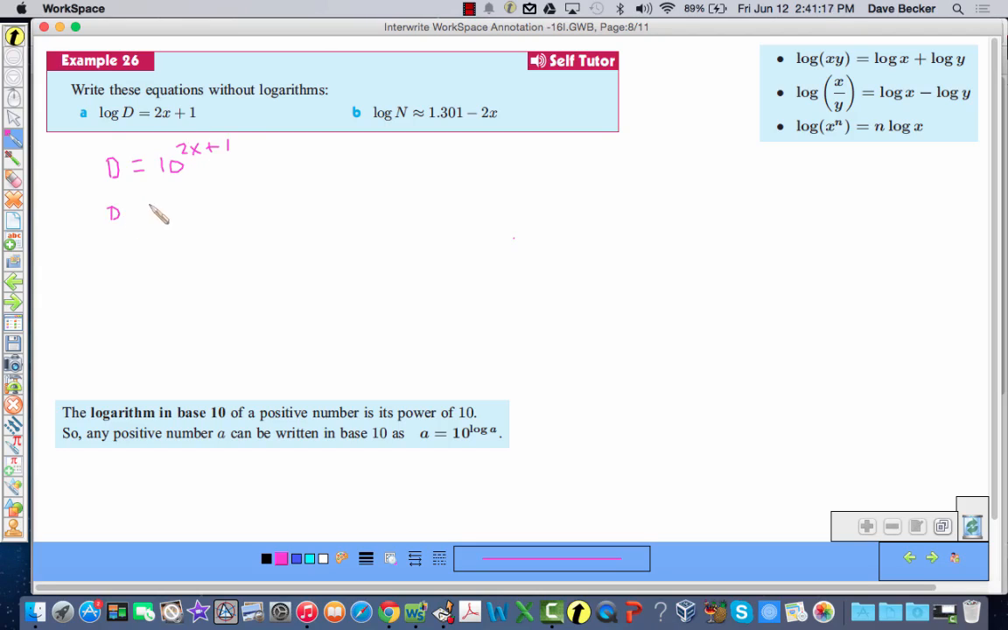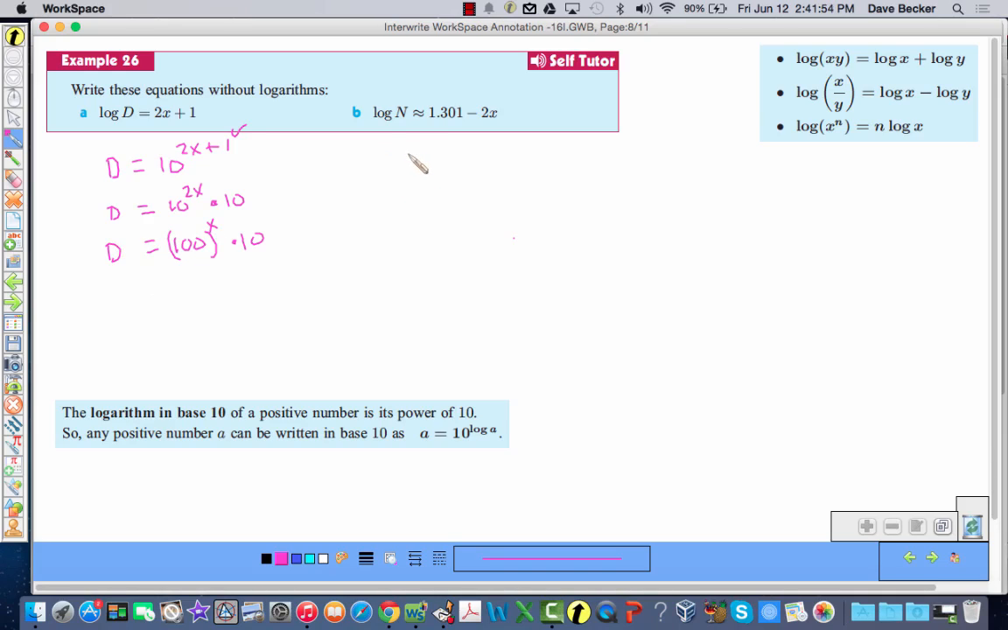So we just use our rules of exponents, right? So d would be equal to, let's see, 10 squared is 100, right? No, let me do this. So I could rewrite this as 10 to the 2x times 10 to the first power, which I could rewrite as 100 to the x times 10. So now it's written without logarithms. It is an exponential equation.